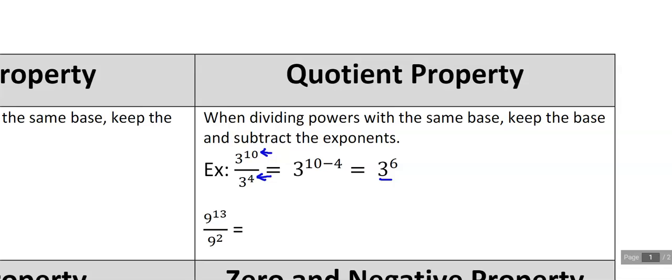So on this example, our base is 9. And then we're going to take our exponents and subtract, so this will be 13 minus 2, and we'll get 9 to the 11th. I also want to mention that this could be written as an older kind of division style instead of a fraction. And it means the same thing, just when you go to divide, you go from left to right, or when you go to subtract, you go from left to right.